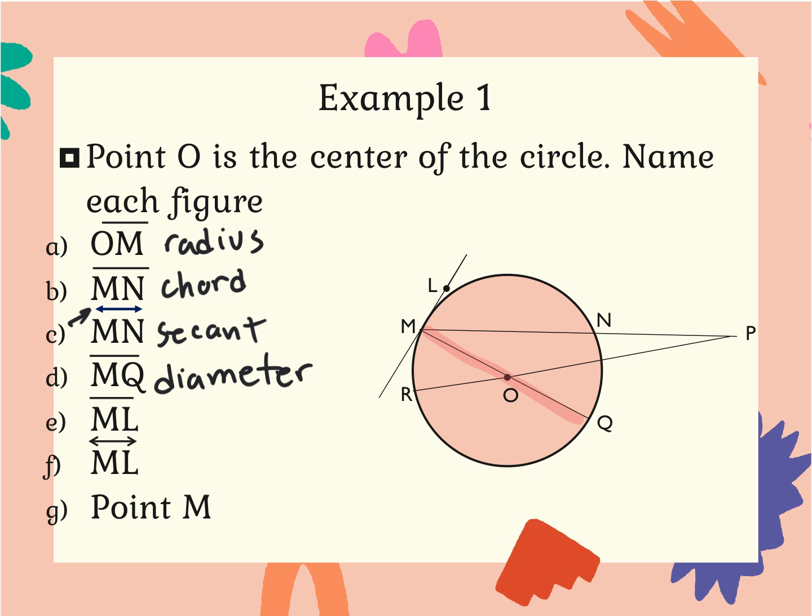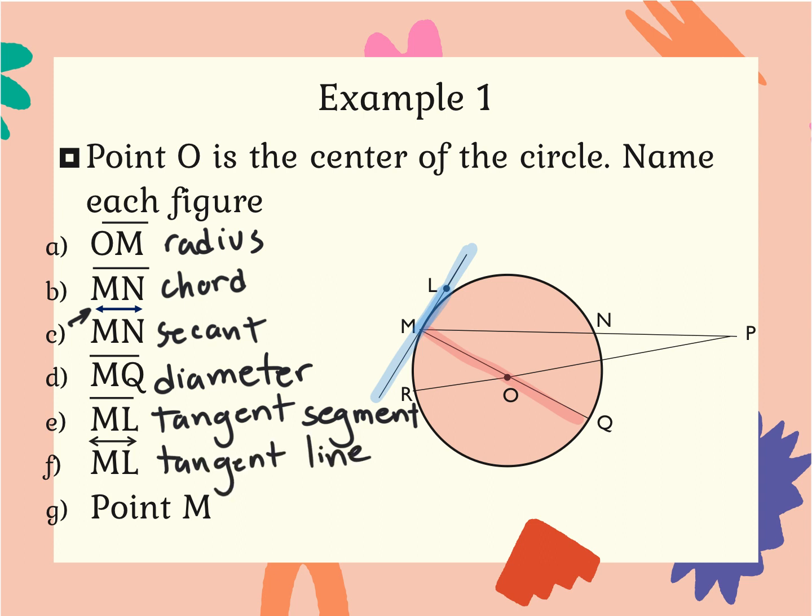Now ML is this segment right here. That is a tangent segment because it's just a segment. And then we have line ML. Line ML is the whole line that's going through it. So that's going to be a tangent line. And then they tell us point M. Point M is right here. That is the point of tangency.